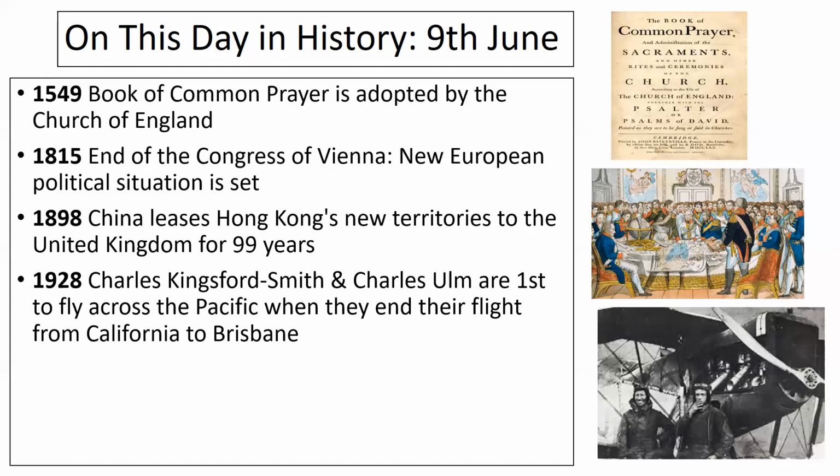In 1928, we also saw the completion of this particular flight between Charles Kingsford Smith and Charles Ulm. They were the first to fly across the Pacific. They ended their flight from California to Brisbane.